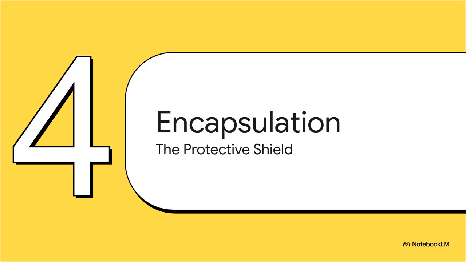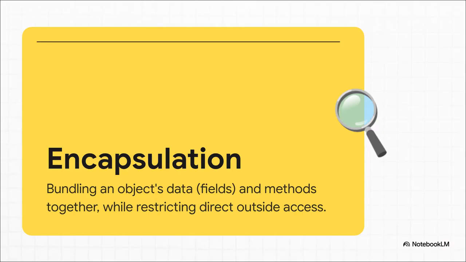Okay, time for our last big idea. We've built our awesome cat object, but how do we keep it safe? How do we stop other parts of the code from accidentally messing it up or breaking it? That's where a concept called encapsulation comes in. Encapsulation basically means we bundle the object's data and the methods that use that data all together, and then we build a protective wall around it to restrict direct access from the outside.